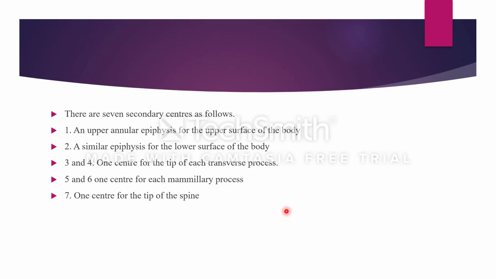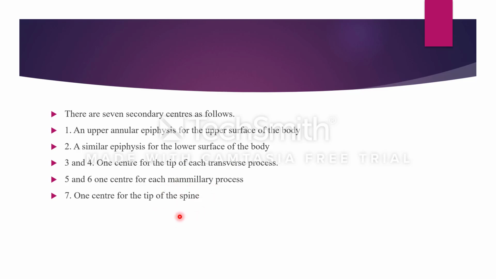There are 7 secondary centers present in these regions. Number 1, there is an upper annular epiphysis for the upper surface of the body. Then there is another similar epiphysis for the lower surface of the body. Then one on the tip of the right transverse process, one on the tip of the left transverse process, one on the right mammillary process, one on the left mammillary process, and one center on the tip of the spine.